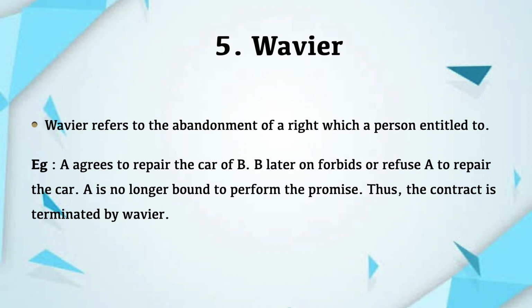Now here, listen to the example. A agrees to repair the car of B. Now A and B enter into an agreement that A, you repair my car and B will pay the consideration for repairing the car. Now later on what does B say? You do not have to repair my car. He only refuses A or forbids A from repairing the car. The very purpose of the agreement or contract was for what? Repair the car and the payment will be given. But if B is stopping A or refusing A to fulfill his obligation, which is called waiver, A is no longer bound to perform the promise. Since B has refused A to perform his obligation, A is no more liable to fulfill his promise. Therefore, the agreement is terminated by waiver. Is that clear?